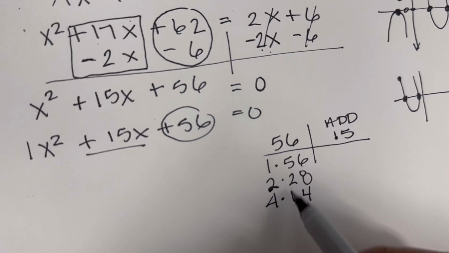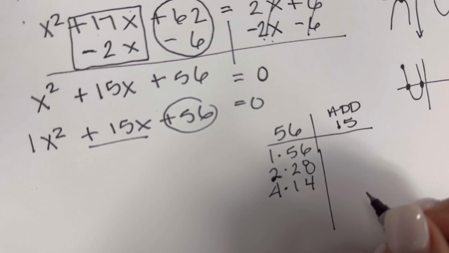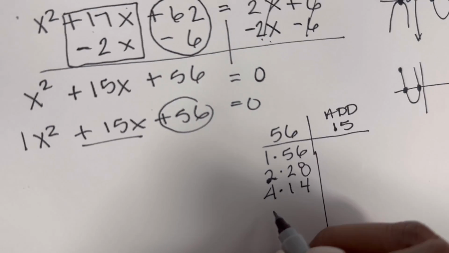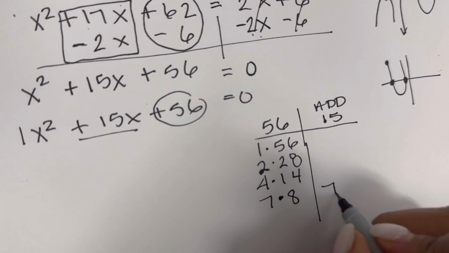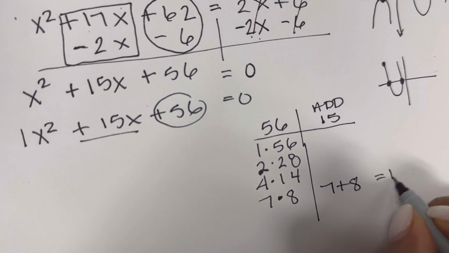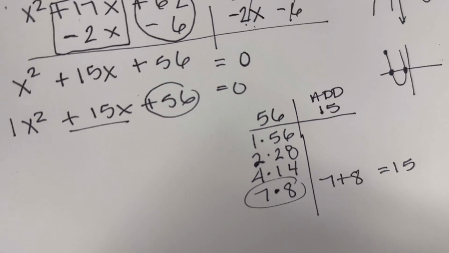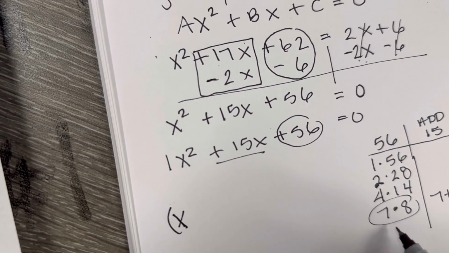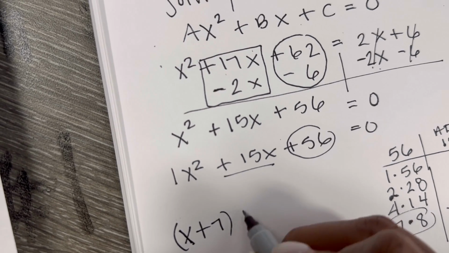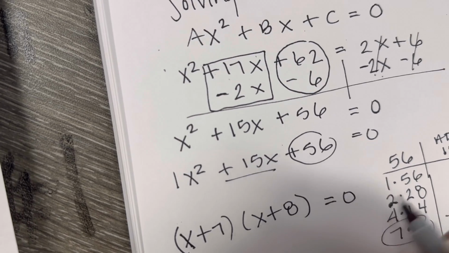Let's think about which of these numbers will give you 15. 5, 6. The infamous one, 7 times 8, right? 8 times 7. Oh, there we go. Look at that. 7 plus 8 is 15. It's a puzzle, right? There is the missing link. So use your magic numbers and go ahead and create your two binomials. So x plus 7 times x plus 8 is your answer. Those are your factors, okay?